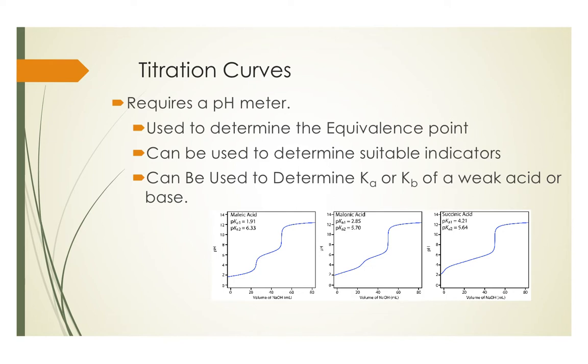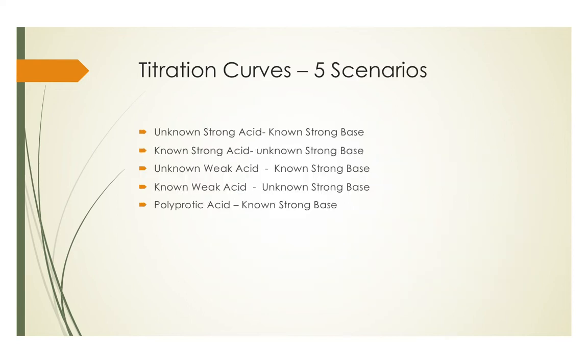So if we want to actually look very deeply at what's going on during a titration, we can create a titration curve, and this requires us to use a pH meter and graph pH as we add an increasing volume of our known acid or base. We use it to determine the equivalence point, and it can also help us determine a suitable indicator for titrating a particular acid. Last but not least, we can use a titration curve to determine the Ka or the Kb of a weak acid or base. So we'll go through all of how to do those things today.